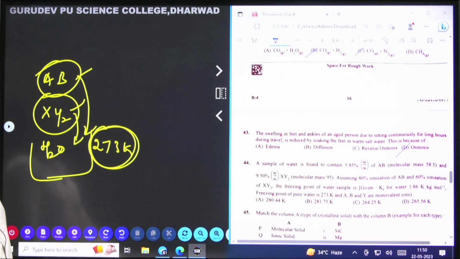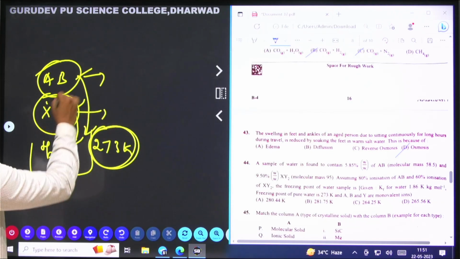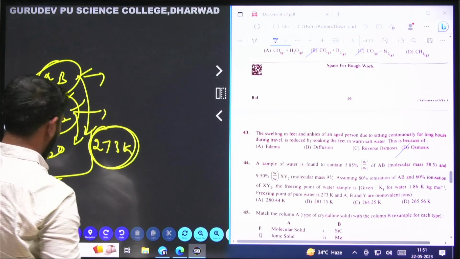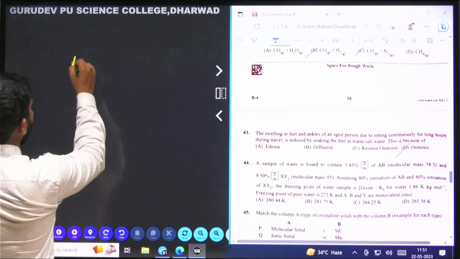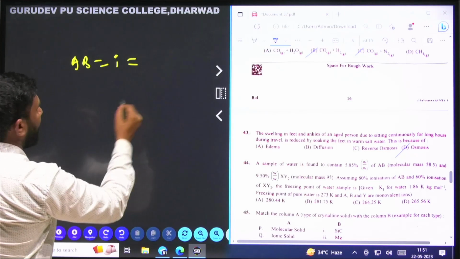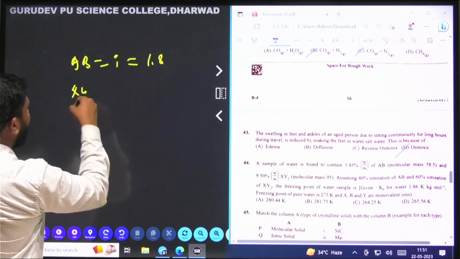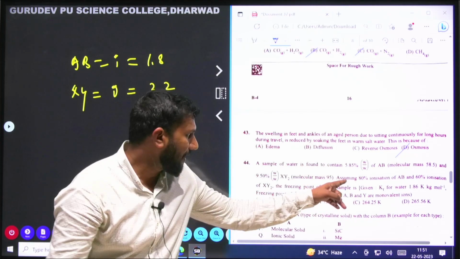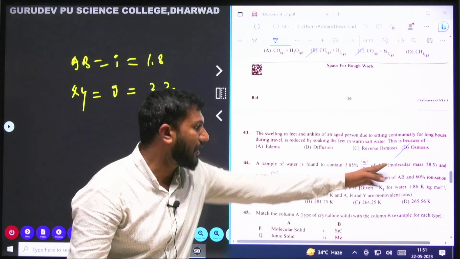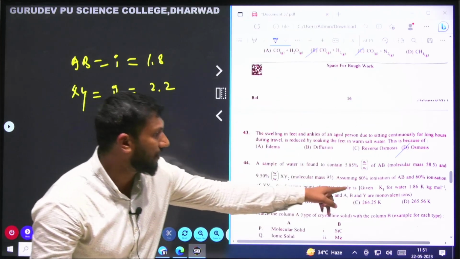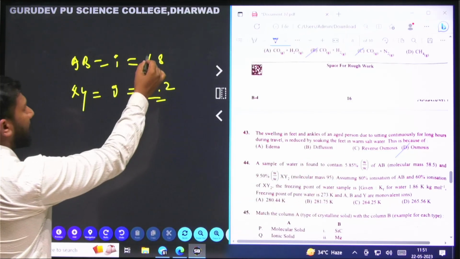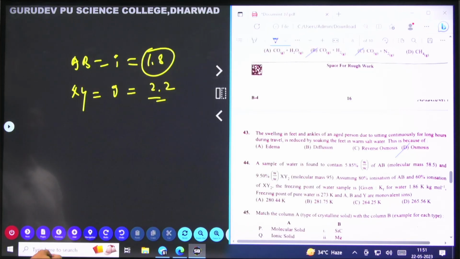So we need to find out the freezing point. Here AB is a monovalent electrolyte, and XY2, where X is divalent and Y is monovalent, is also an electrolyte. So the Van't Hoff factor for AB is found to be 1.8 and for XY2 it is found to be 2.2. In the question we can observe that AB will undergo 80% ionization and XY2 will undergo 60% ionization. So based on those values, the Van't Hoff factor is found to be 1.8 and 2.2.